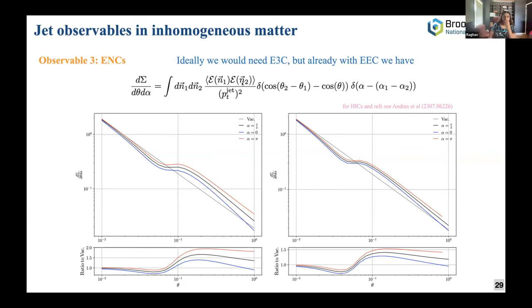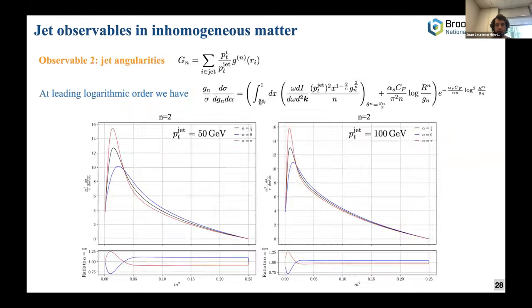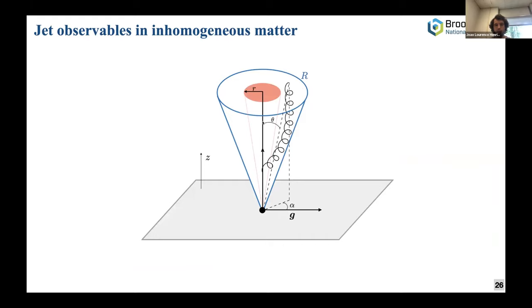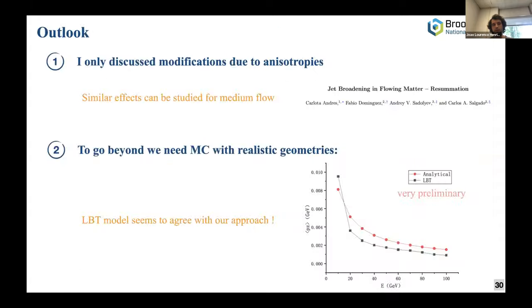But here, because the medium introduces a preferential direction, this symmetry group is much smaller. In particular, this object will depend on the separation in angle between the two legs, but also on this angle alpha, which tells you, for example, whether it is pointing in this direction or this direction. So now you have to compute the correlator differential in these two angles.